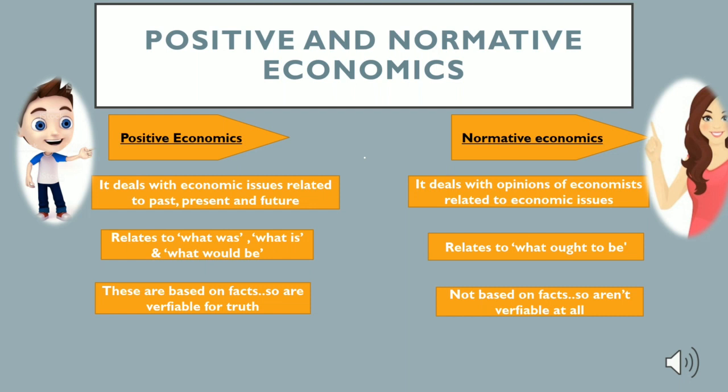Next is, as positive economics is based on facts, so it is descriptive in nature. You can describe them, right? Because they are based on facts, you can describe them properly. But normative economics, on the other hand, because it is based on opinion and not on facts, is just a perspective, right? It's just your perception, what you perceive, you give your opinion. That is normative economics, right?